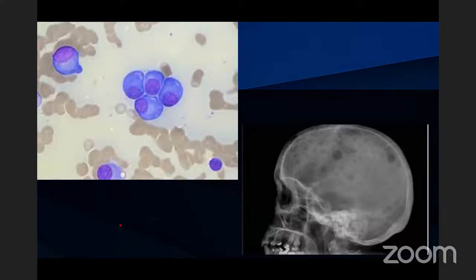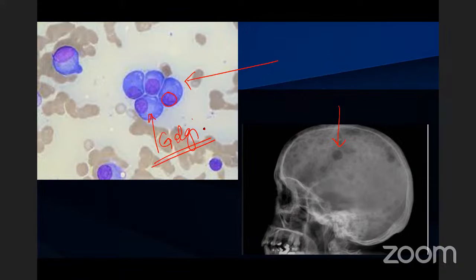Whenever we are talking about lytic lesions in the scalp, remember that they can be due to myeloma, where you should be very clear in identifying plasma cells. Plasma cells are extremely blue cells with an eccentrically placed nucleus, and there is a perinuclear hof. The perinuclear hof is because of the extensive Golgi apparatus.